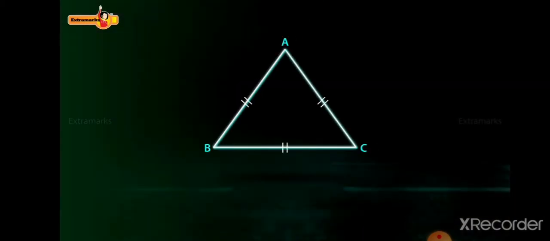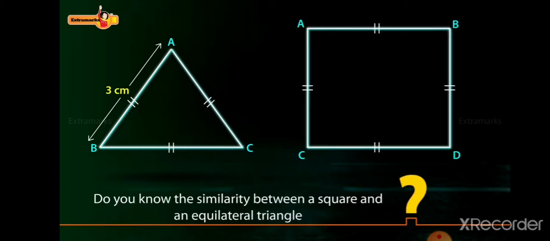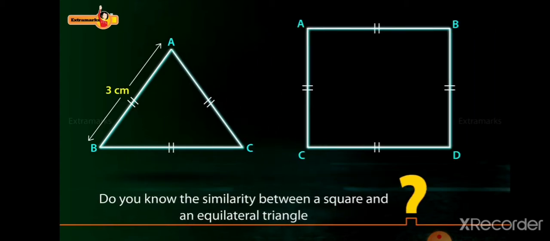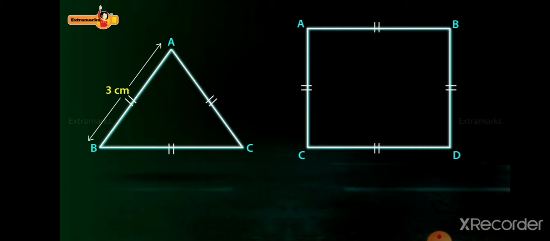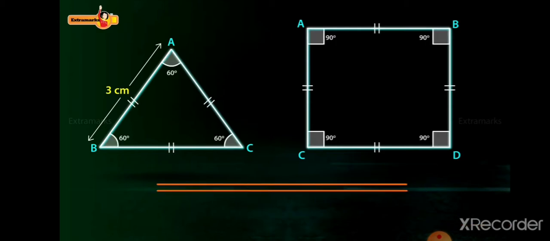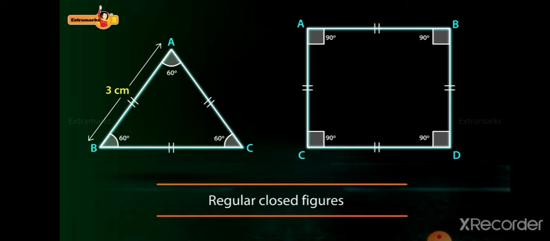Similarly, draw an equilateral triangle of side 3 centimeters. Do you know the similarity between a square and an equilateral triangle? Both figures have all sides of equal lengths and angles of equal measure. Such figures are known as regular closed figures.